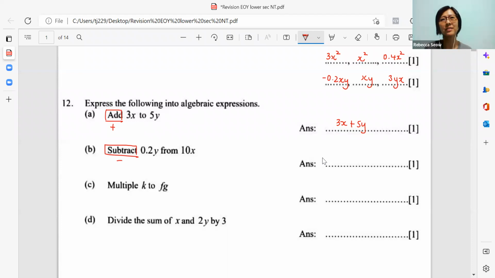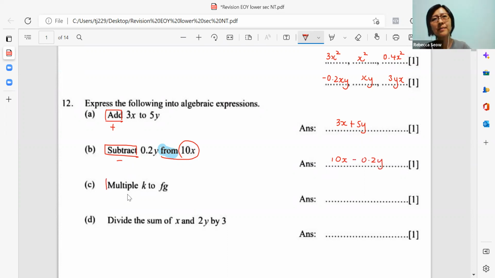Now, which would come first? Is it the 0.2y or the 10x? Well, when we have the word subtract, we must always take the reference from what comes after the word from. So we have the word from here. What comes after the word from? 10x. So 10x is our starting point, and we take away 0.2y from it.